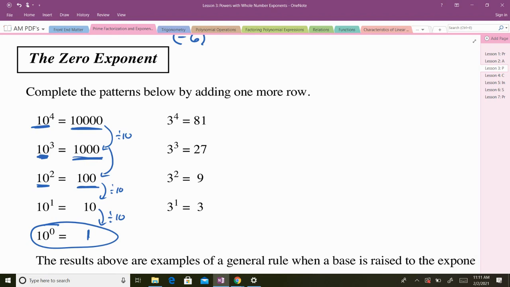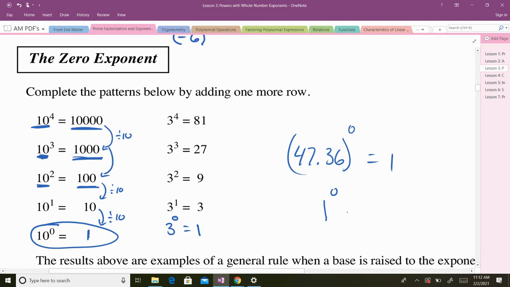Always, always, always. So if I say 3 to the 0, you say? If I say 47.36 to the power of 0, you say? If I say 1 to the 0, you say? If I say a to the 0, you say? If I say negative a to the 0, you say? It's always 1. What about 0 to the 0? You're not going to see that because that's actually a way more complex question than you think. It's indeterminate. They don't know what it is.